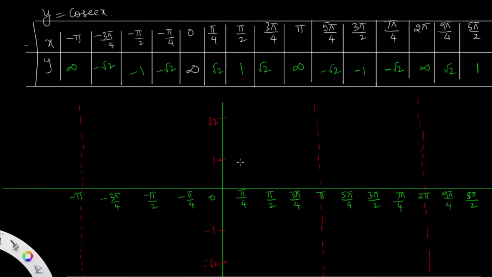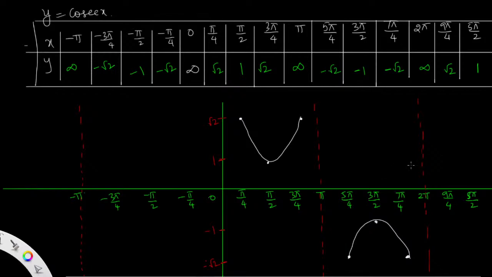So at pi by 4 the value is root 2, at pi by 2 it is 1, and at 3 pi by 4 it is root 2. So join this, then join this, like this. Similarly, at 5 pi by 4 it is minus root 2, at 3 pi by 2 it is minus 1, and at 7 pi by 4 it is minus root 2. So join this graph, then you get it like this.